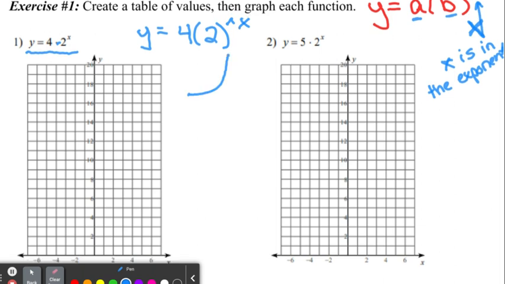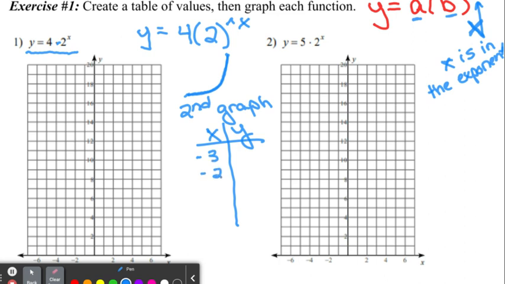Once you hit the graph button, it looks something like this. It starts off really, really small and then gets really, really big. So what you're going to do now is go to second graph and look up a table. For all of these problems, we're going to use the same x numbers. Each of them are going to go from -3 to 3. So go second graph, look at the table, and some are going to be decimals. That's okay. Write down what you have.